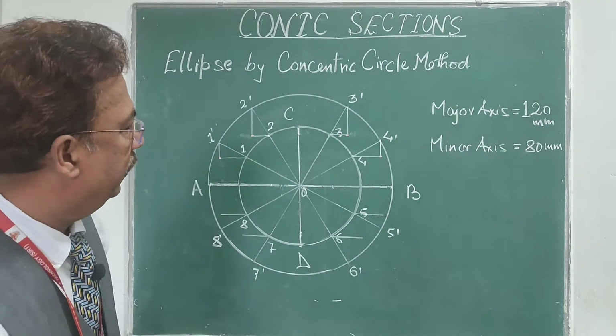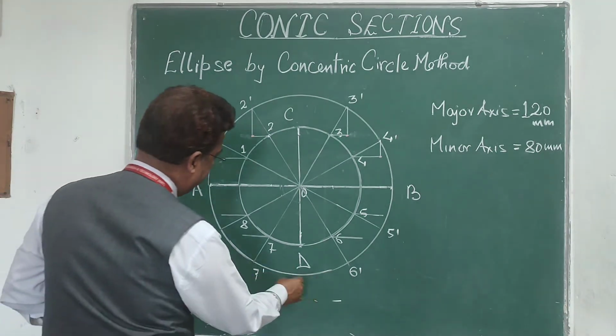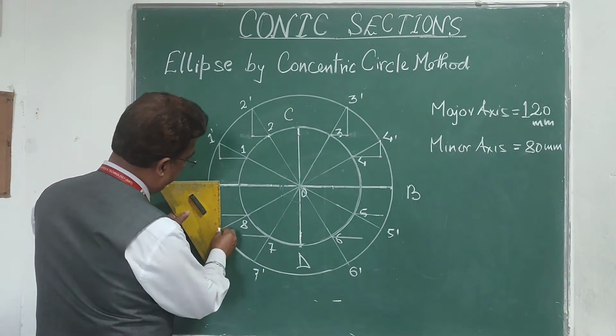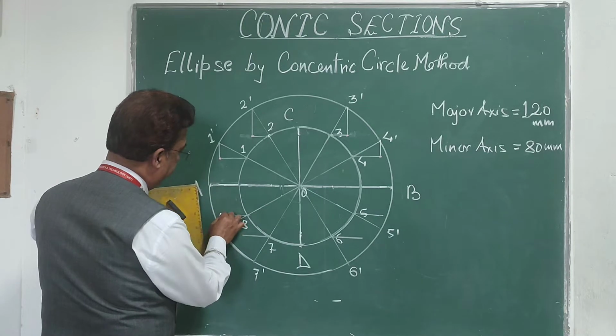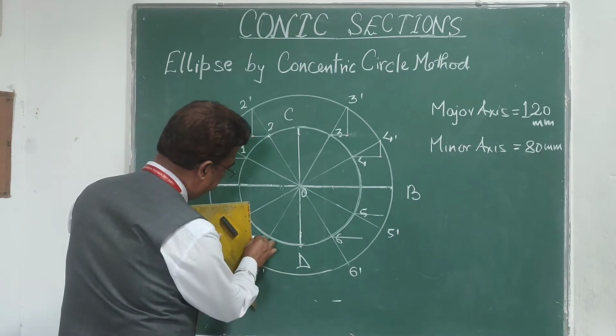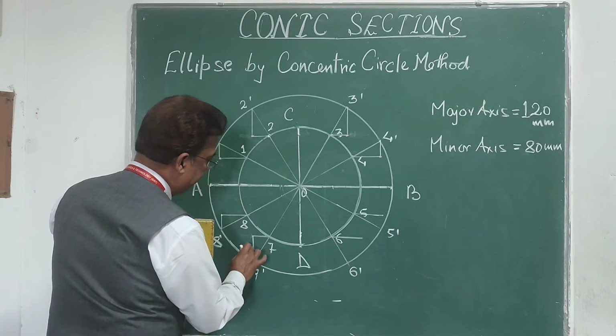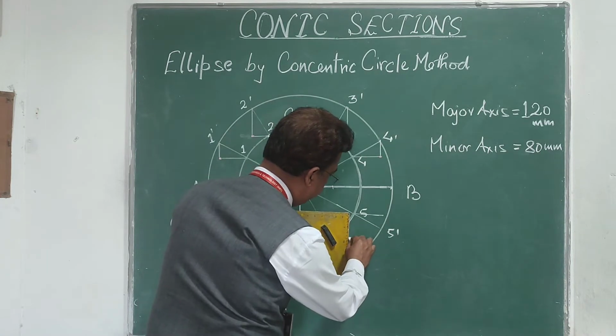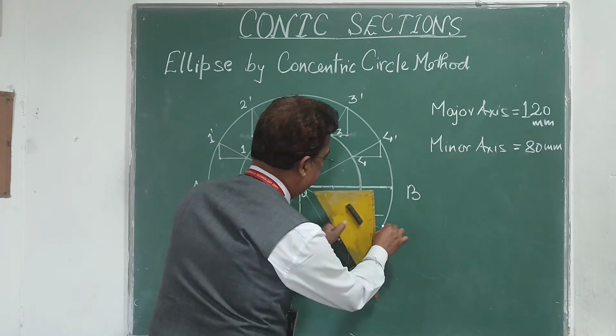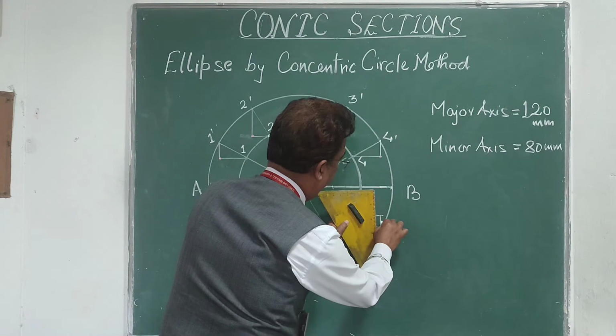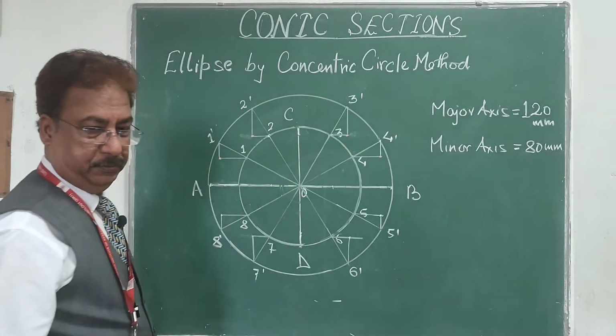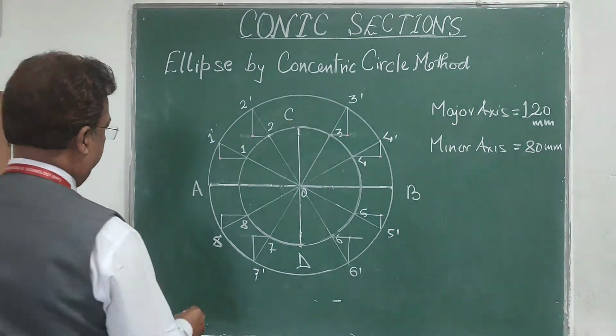Same way, from these 5 dash, 6 dash, 7 dash, 8 dash, this time I will go upside. So upside that intersection, upside that intersection, upside from 6, that intersection point, and upside from 5. So this is one of the easiest methods.